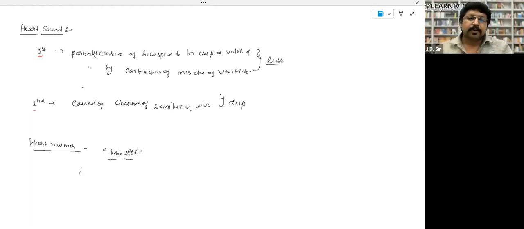Clear? If there is some disease or disorder in the heart, that is called heart murmur, then this kind of sound will come instead. That is called heart murmur. Please note down all these three points. How does the lub sound originate? How does the dub sound originate?